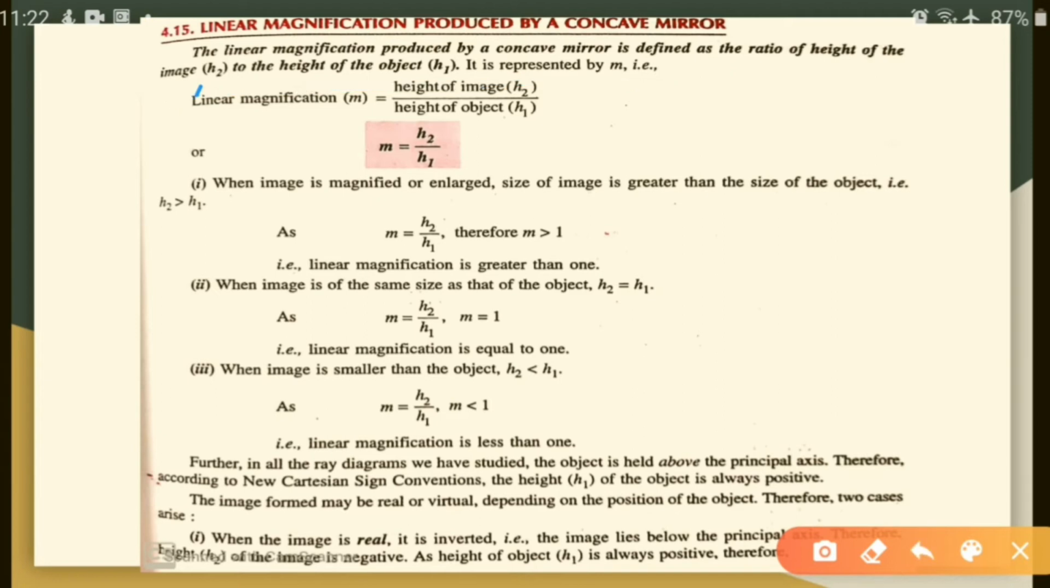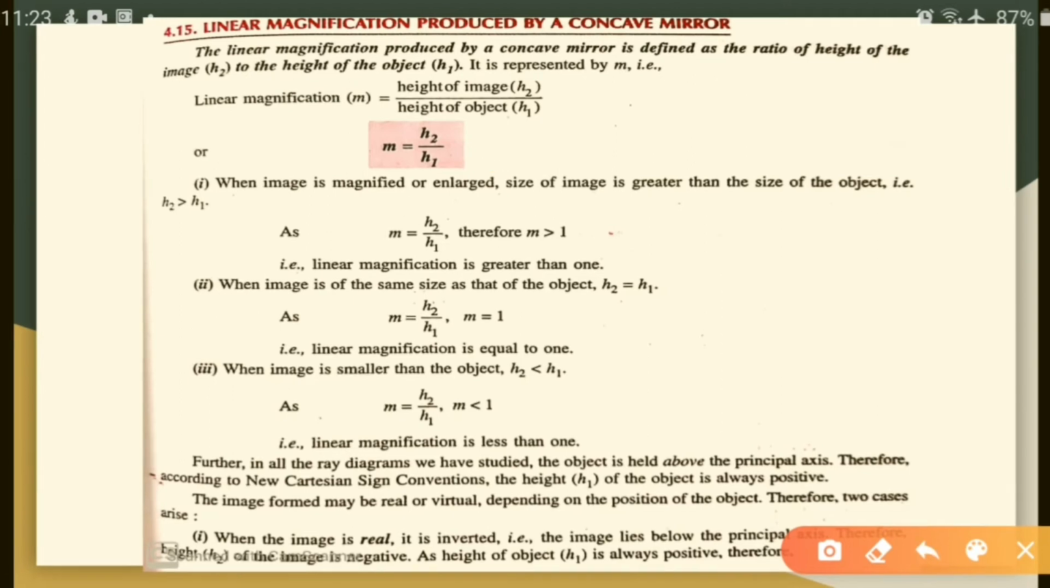And this formula is m is equal to h2 upon h1, where h2 is the size or height of the image, and h1 is the height or size of the object. Okay. Now only by observing the magnification you can have a good idea about the image and about the nature of the mirror. Here are three cases.